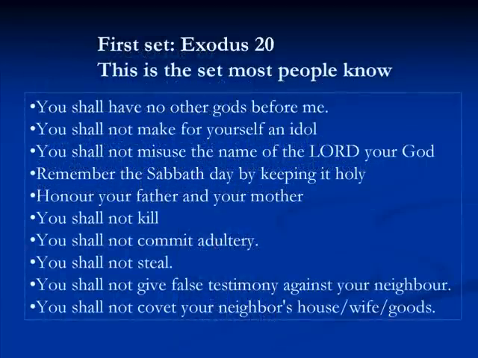So this first set in Exodus 20 is the set most people know. You shall have no other gods before me. You shall not make for yourself an idol. You shall not misuse the name of the Lord your God. Remember the Sabbath day by keeping it holy. Honour your father and your mother. You shall not kill. You shall not commit adultery. You shall not steal. You shall not give false testimony against your neighbour. And you shall not covet your neighbour's house or wife or goods.